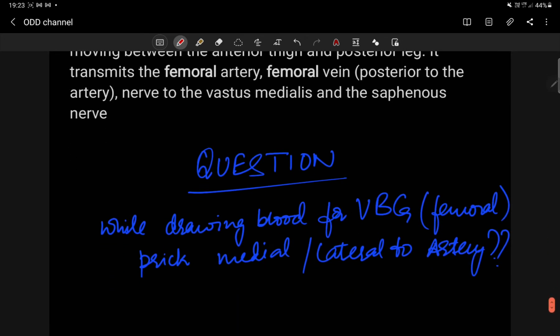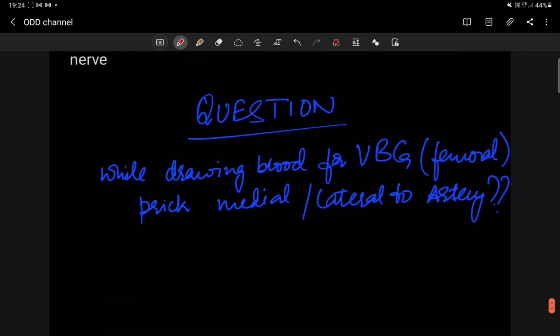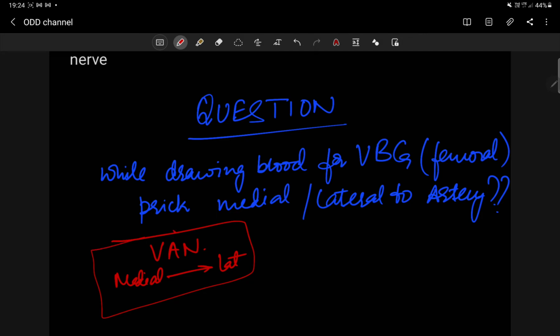Now, the clinical question that we can answer from this goes like this: while drawing blood for venous blood gases, that is femoral VBG, do we prick medial or lateral to the artery? Now we remember the mnemonic VAN. This is the arrangement of the neurovascular structures from medial to lateral in the femoral triangle. So we will palpate first for the femoral artery, and then we prick just medial to the femoral artery to get a VBG. When we have to get an ABG, we will directly prick the femoral artery.